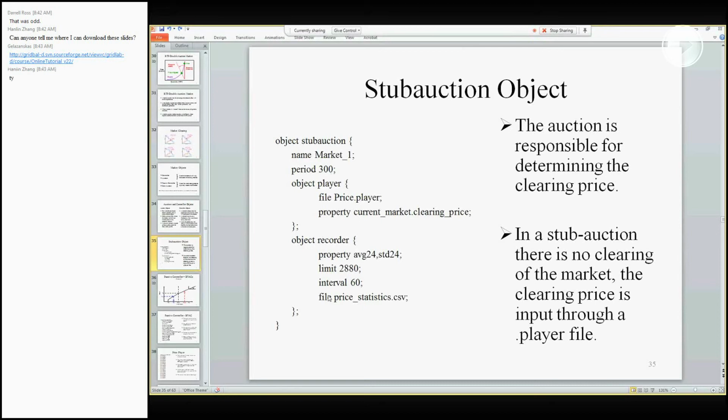One of the other things that these auctions do is also collect a lot of statistics about the way that the market is behaving. So in this case, we're looking at the last 24 hours, the average price, and the last 24 hours, the standard deviation of price. And we'll go a little bit into that here in a second. Of course, in this case, the stub auction doesn't actually form a market or clear any type of market. So really, this is just a broadcast device.